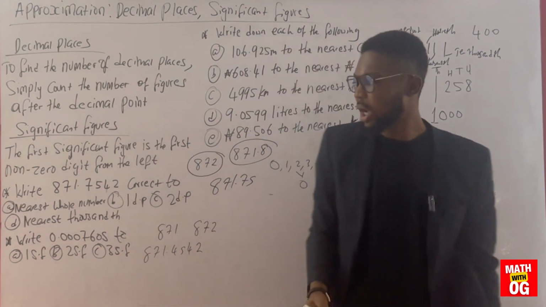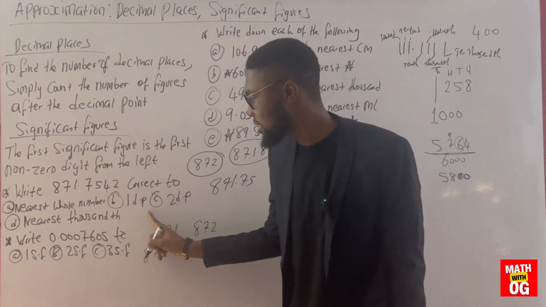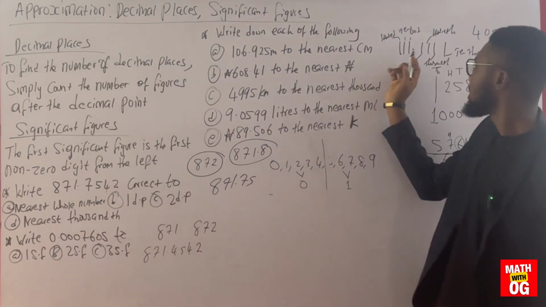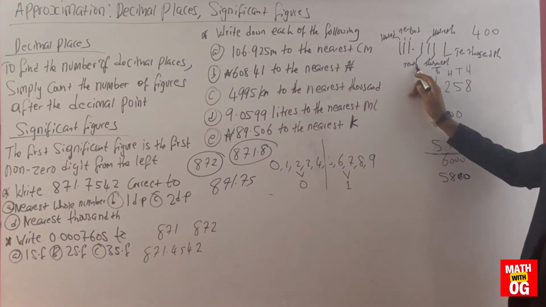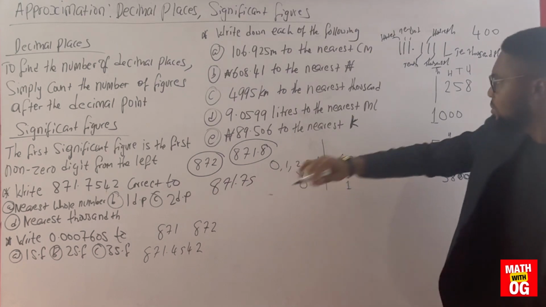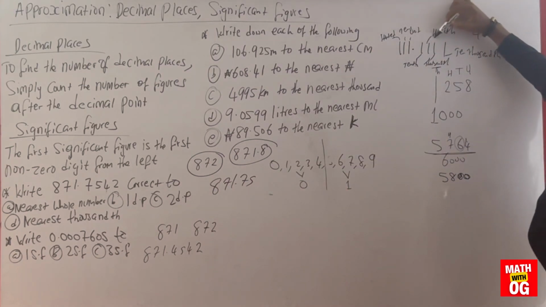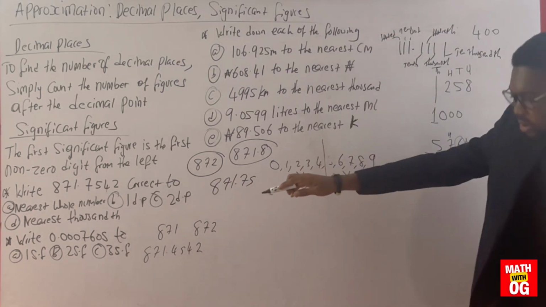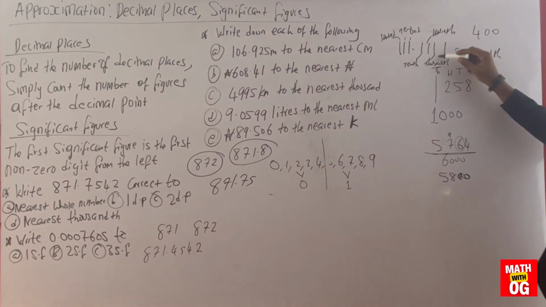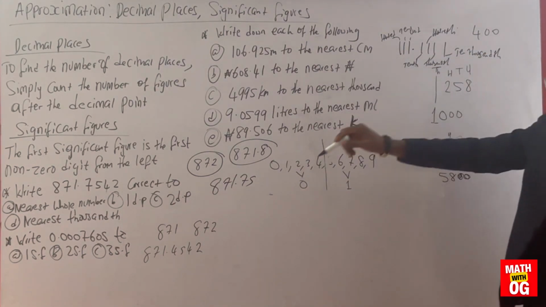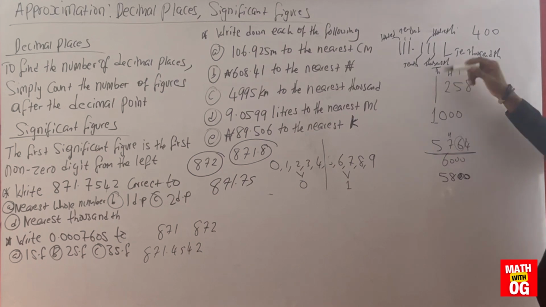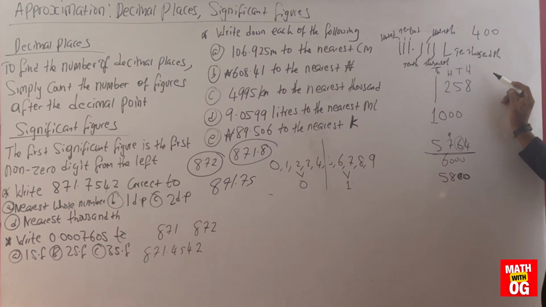So another way you can be asked to approximate to one decimal place is asking you to approximate to the nearest tenths. Approximate to 2 decimal places, you can be asked to approximate to the nearest hundredths. Approximate to 3 decimal places, you can be asked to approximate to the nearest thousandths. Approximate to 4 decimal places, you can be asked to approximate to the nearest ten-thousandths, as the case may be.